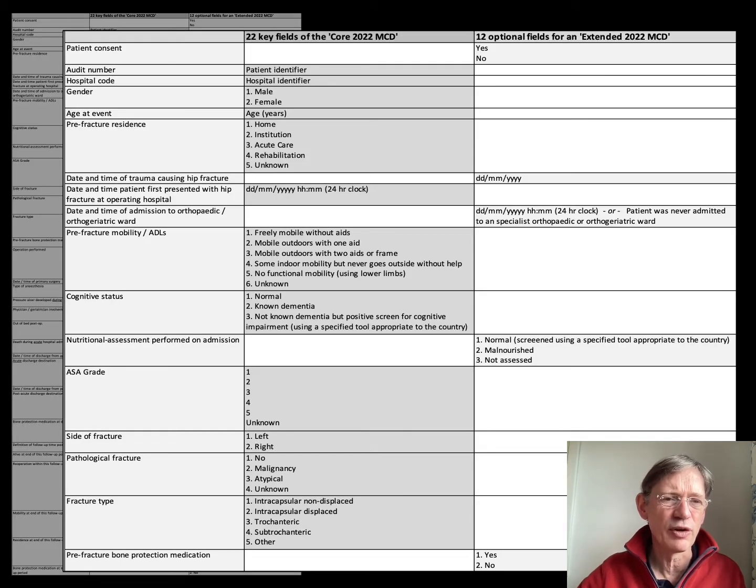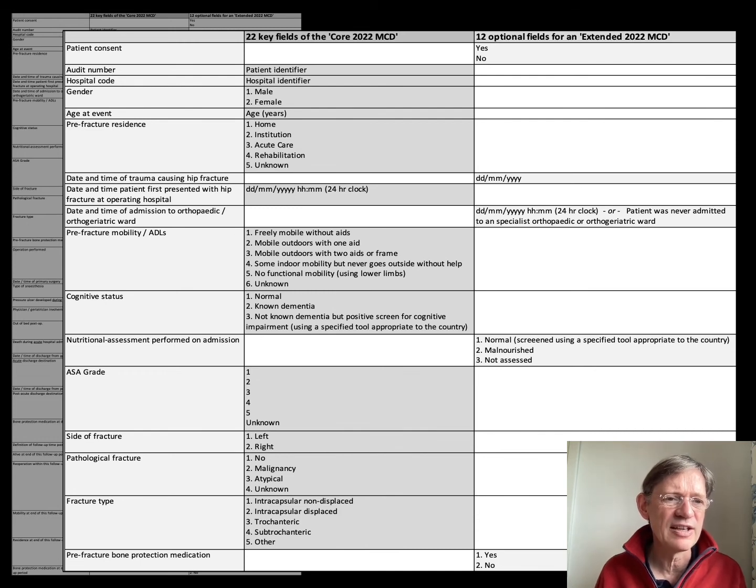But to give you a sense of what's in there, there are 22 questions that are indispensable, in our opinion, if you're going to get a sense of how patients pass through the hip fracture care pathway. And then there were 12 optional fields that we felt that hospitals and countries might wish to adopt because they're appropriate to their own situation.